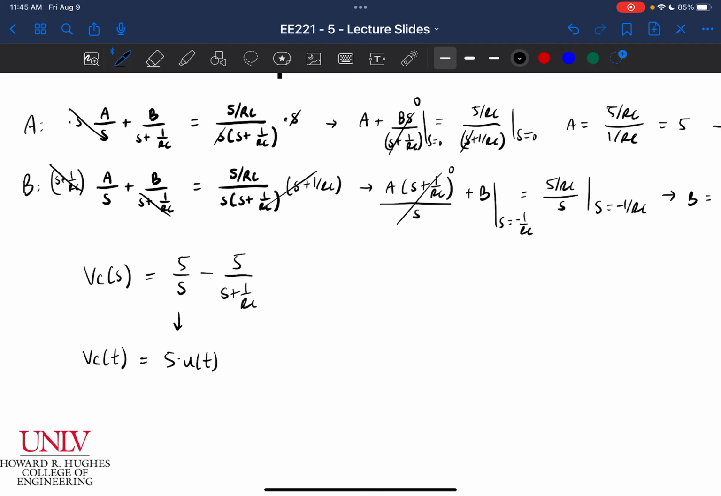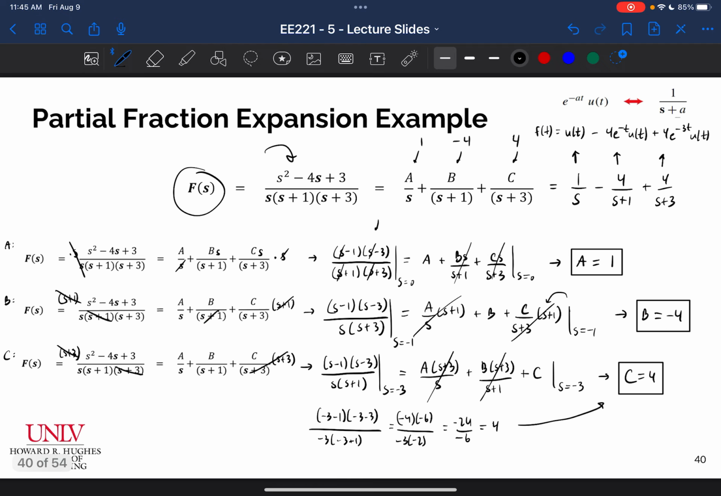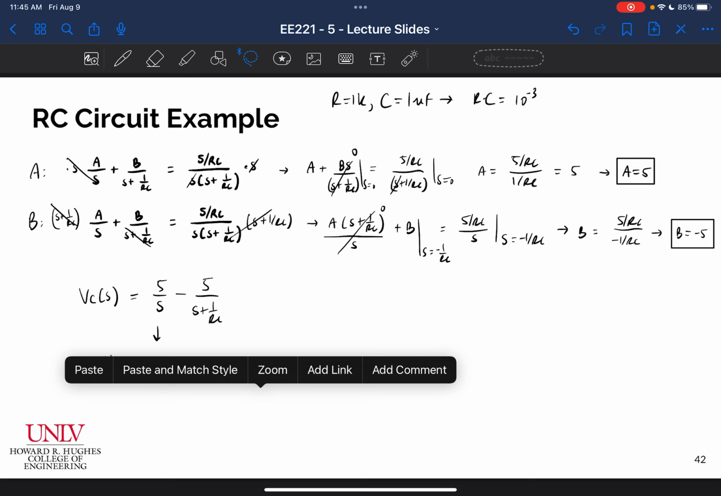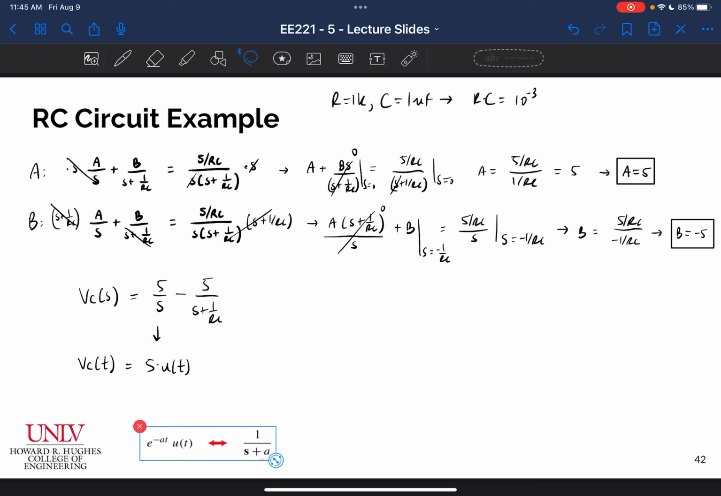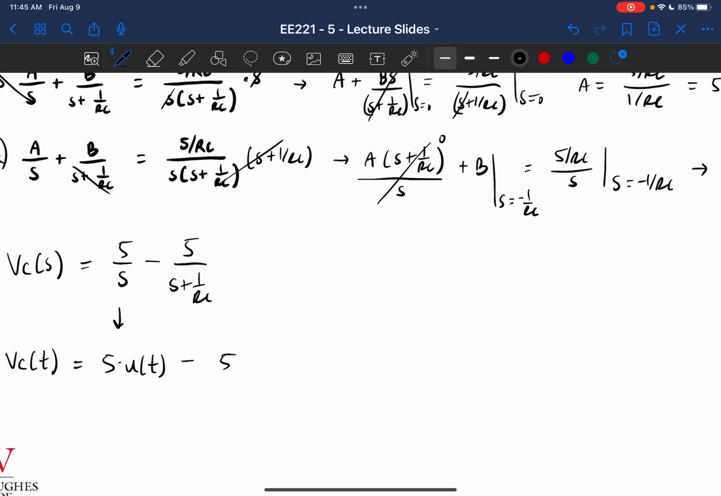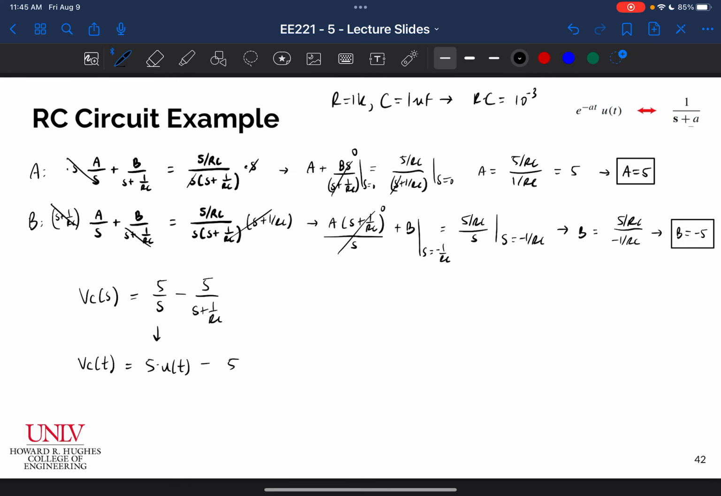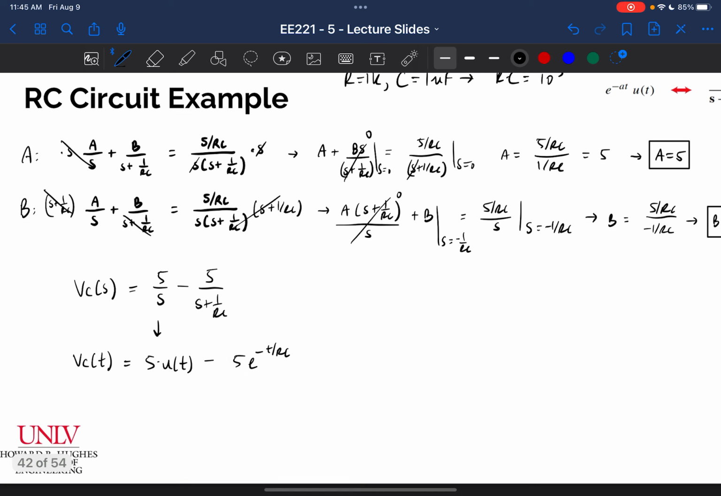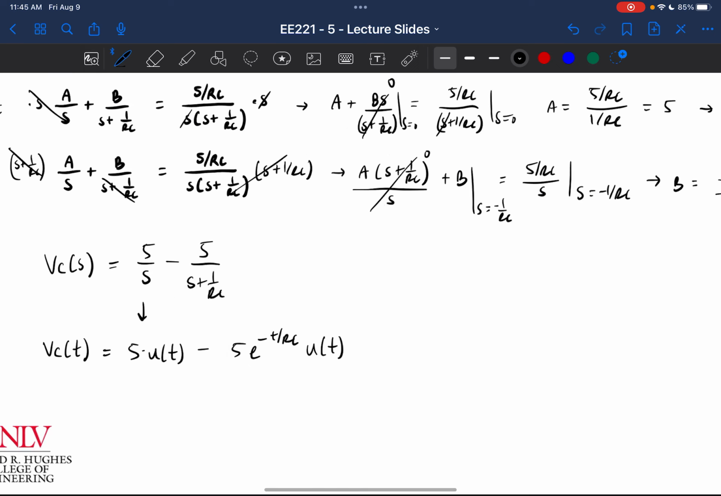And this other one, let's go and look at our Laplace transforms. Something over s plus a. That's this same Laplace transform here. We'll just put this up here. So this is going to be 5 e to the minus a. What is my a? It's 1 over RC, so it's just going to be e to the minus t over RC multiplied by u of t. Wow. Well, does that look familiar or what?